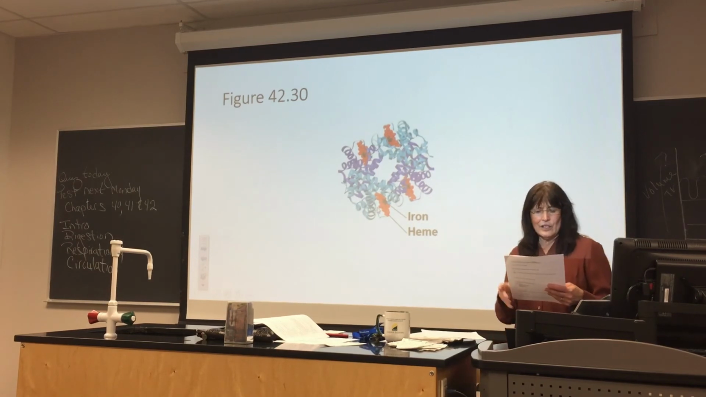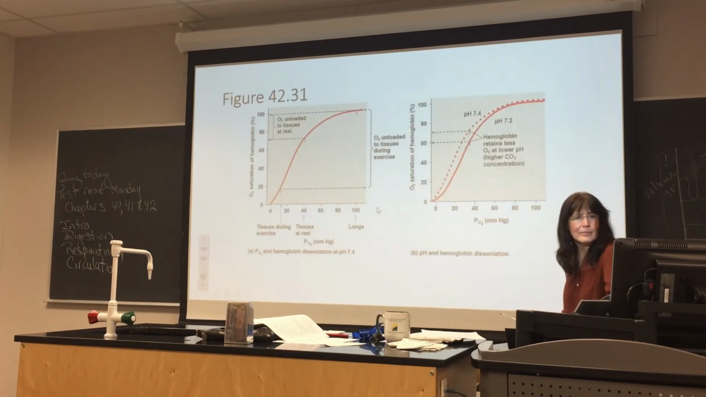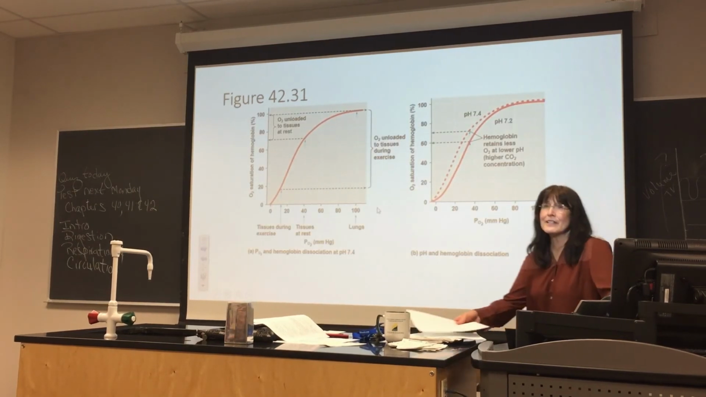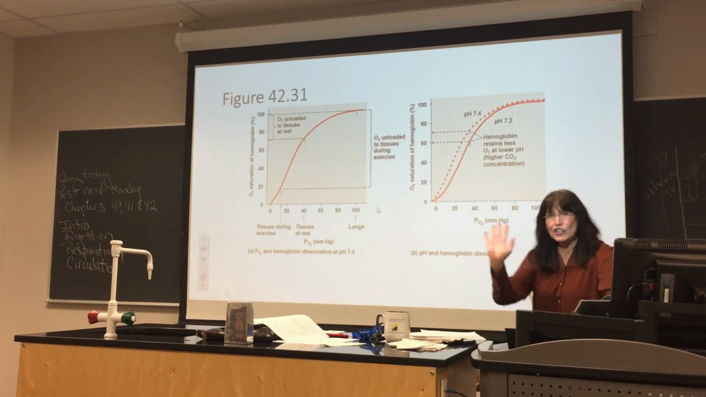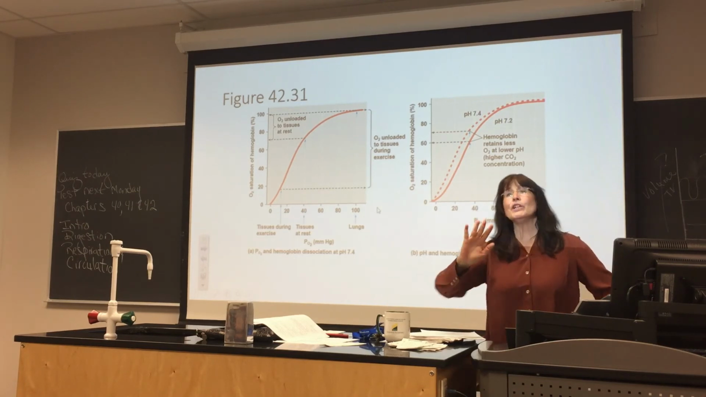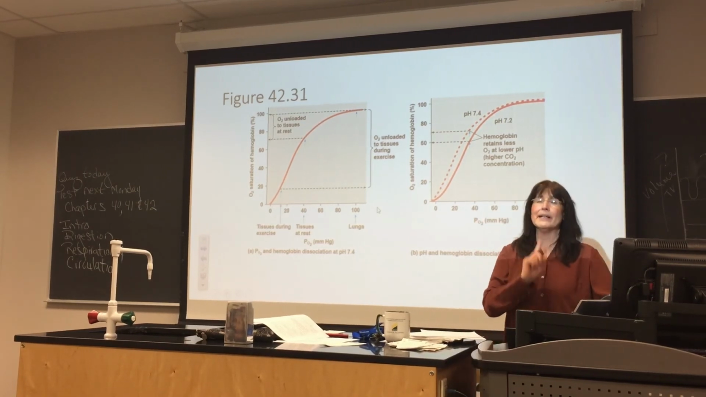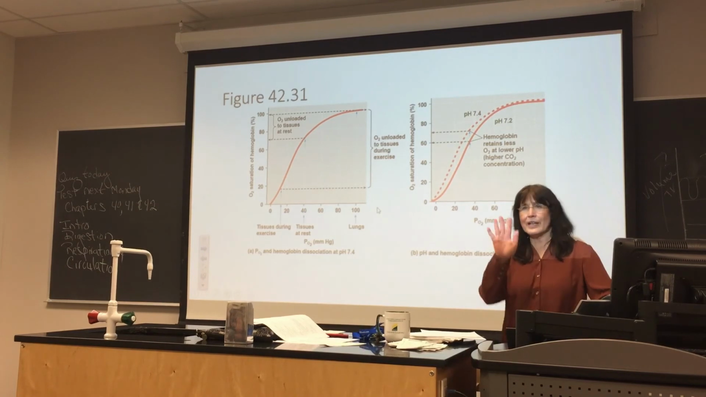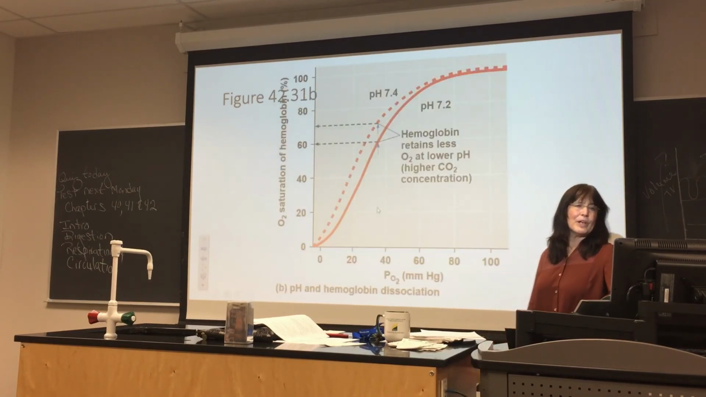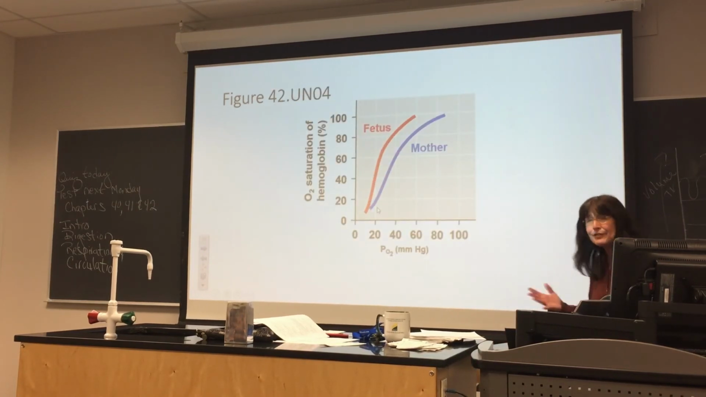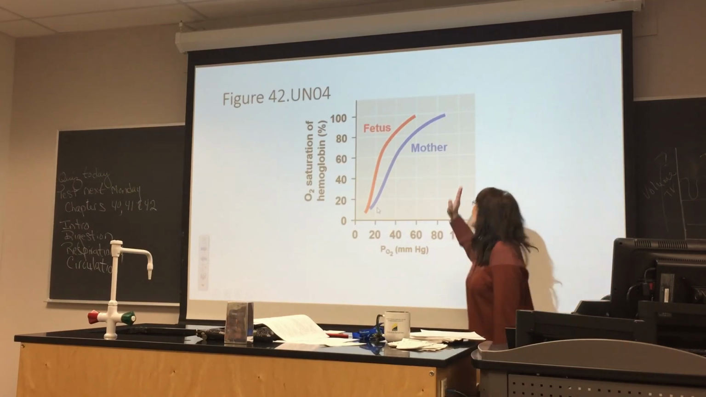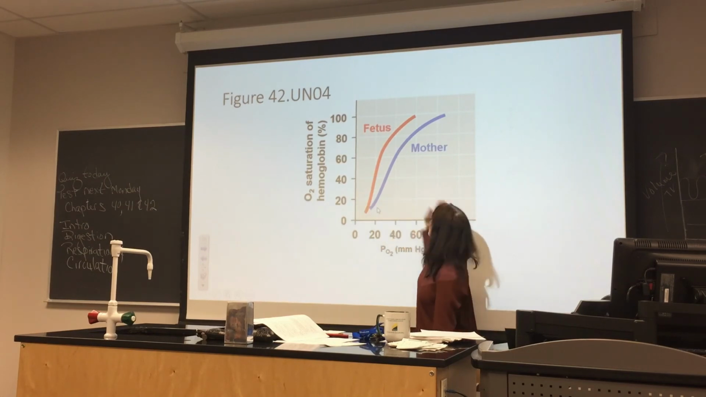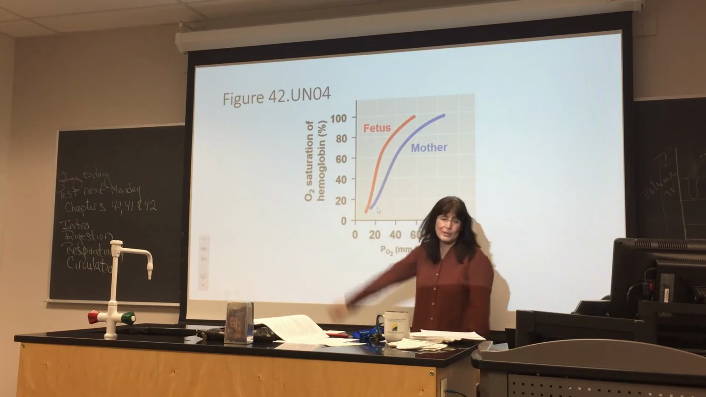All right, so we looked at the Bohr shift. That is a change in the affinity of hemoglobin for oxygen depending upon the pH. We also mentioned that there is different affinity for fetal hemoglobin and maternal hemoglobin. The fetus has a higher affinity, and so the oxygen at the placenta is going to go from the mom to the fetus.